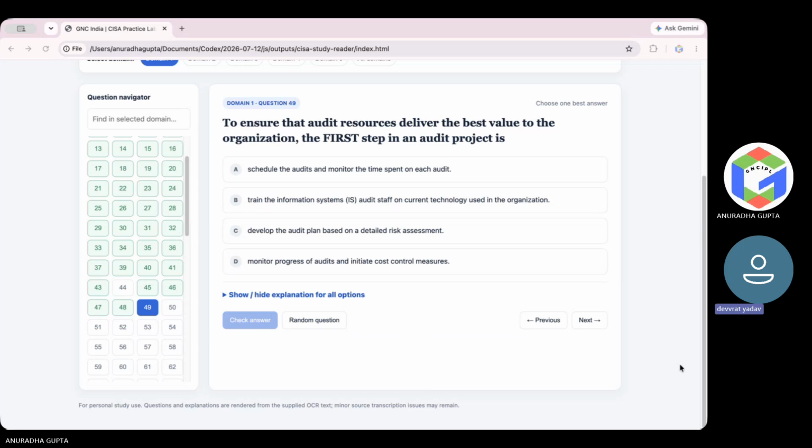To ensure the audit resources deliver the best value to the organization, the first step in an audit project is to schedule the audit and monitor the times. Train the audit staff on technology. Develop the audit plan based on the detailed risk assessment. Monitor progress of the audit and initiate cost control measures.